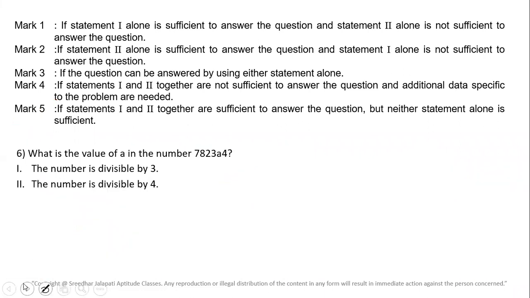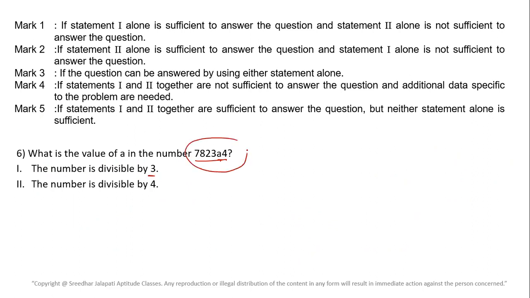Right, next question. Question number 6. What is the value of A in the number 7823A4? There is a variable A. You are asked to find the value of A. If you want to try the question, you can pause the video. First one, the number is divisible by 3. How do you say a number is divisible by 3?